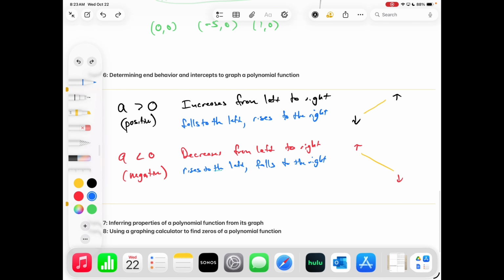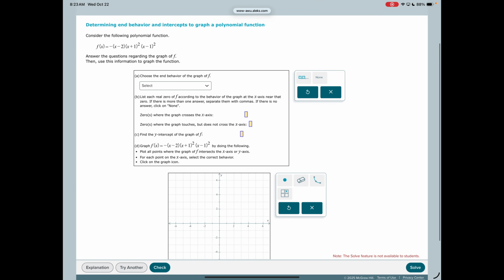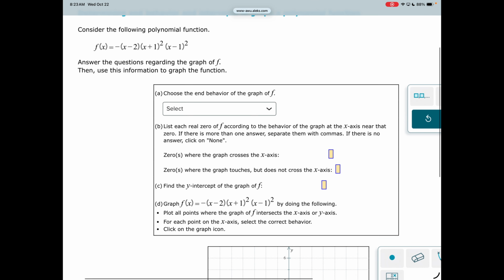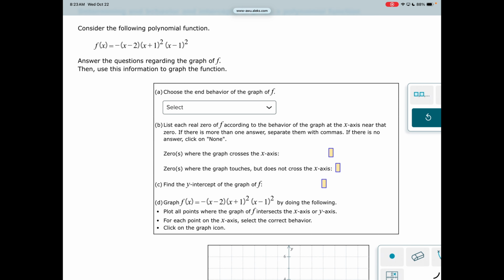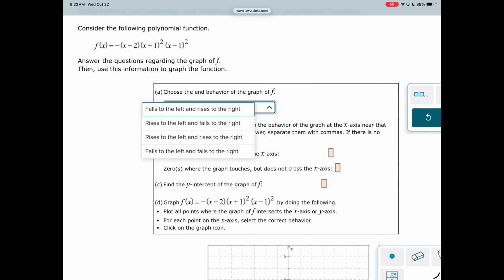All right. So go do this topic. The A is the number out in front, so here it is like negative 1. So you see the negative out in front. So the end behavior would have the downward track, so it's going to start high and finish low. So it's going to rise to the left and fall to the right.